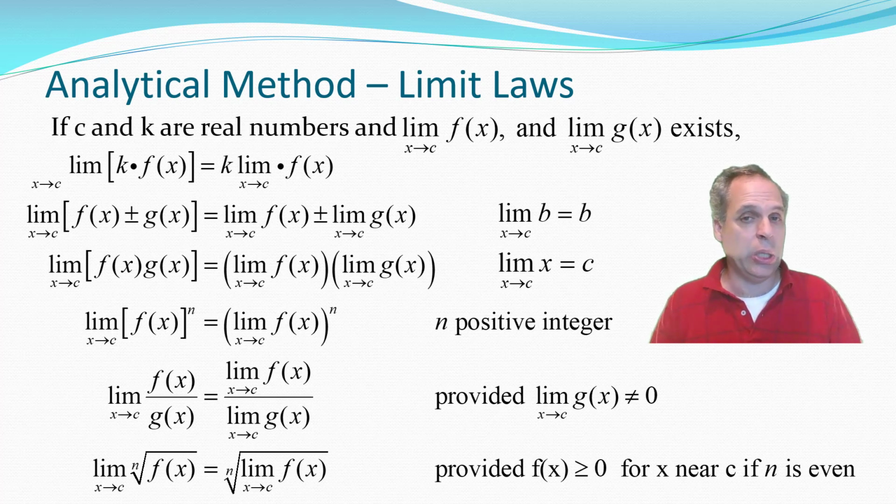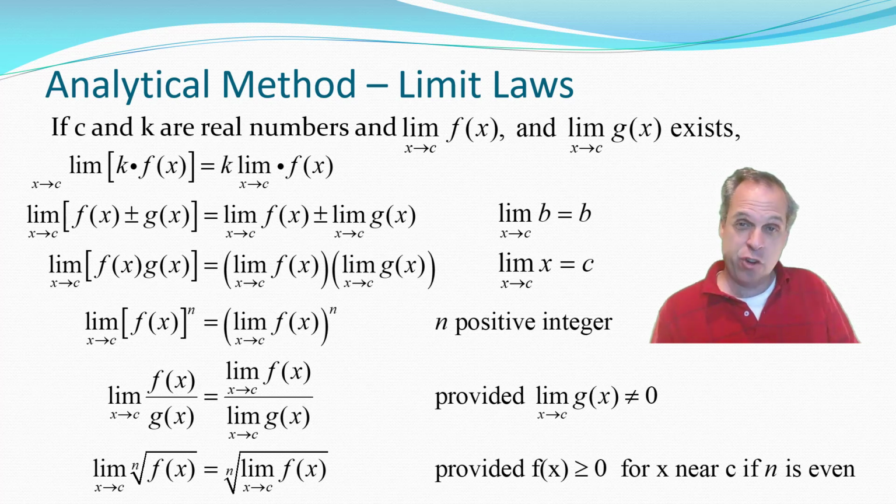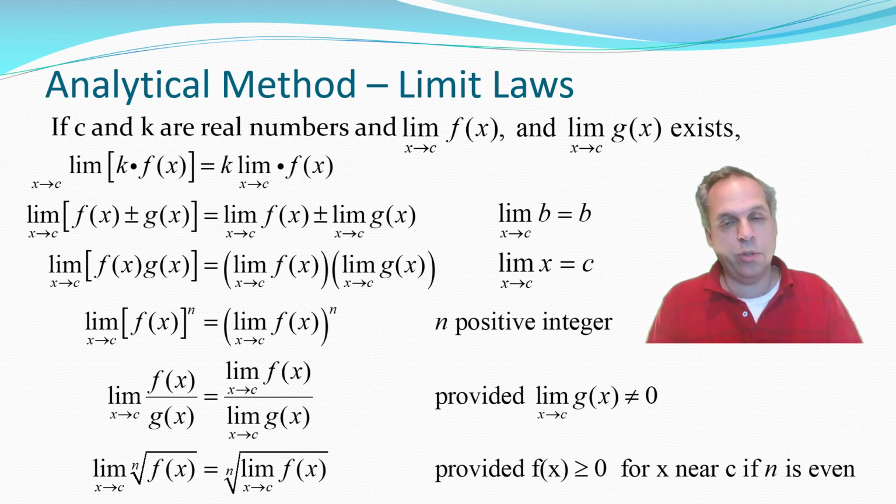That can only be done, though, provided that all the conditions are met. All the new limits must exist. And in the case of the integer power, the integer must be a positive power, and if you have division, the limit of the denominator must not be 0. And in the case of a radical, if you have an even root, then the radicand, the function on the inside, must be greater than or equal to 0 for all numbers near c. Now, if that's not true, if the limit of the denominator is 0, that does not mean the limit doesn't exist. It just means you can't use these techniques.